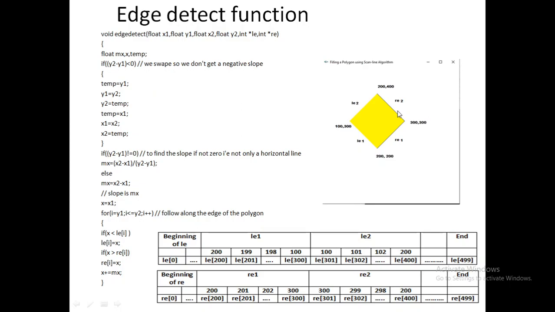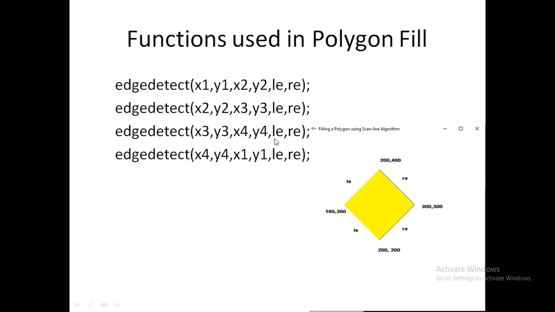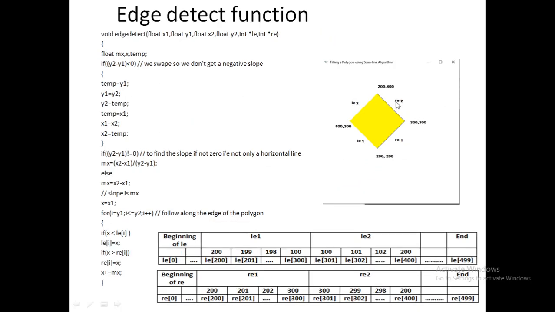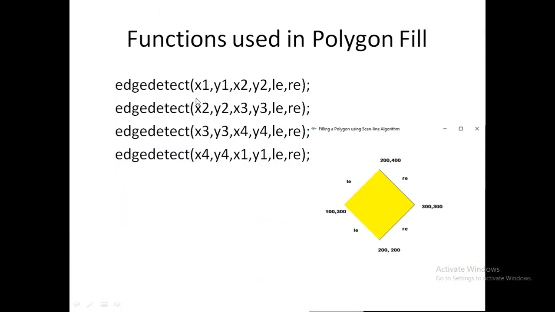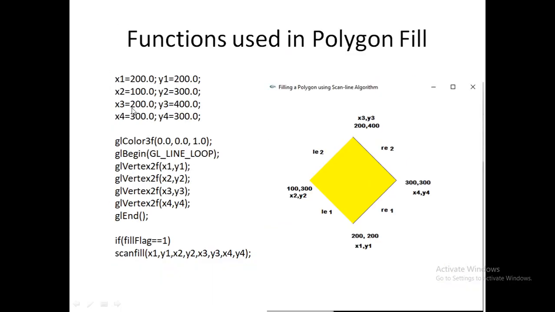Now we'll see the right side edges. The third edge detect will be called, correct? Now we'll see the third edge. That function will pass these four values. Which four values? You must understand it is 200, 400 to 300, 300. This swapping has to be done, then only the values can be written in ascending order. Okay, you see the value, we have initialized the value. Can you see the third edge here?